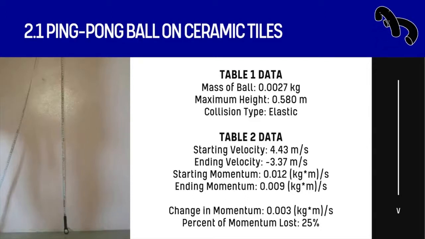As of this case number 2.1, these are all the data assessed. Table 1 data of the case included the following. 0.0027 kilograms of mass with a maximum height of 0.580 meters that results of an elastic collision type. The second table shows the following results. It has starting velocity of 4.43 meters per second and came up with an ending velocity of negative 3.37 meters per second. The starting momentum is 0.012 kg by meter per second.